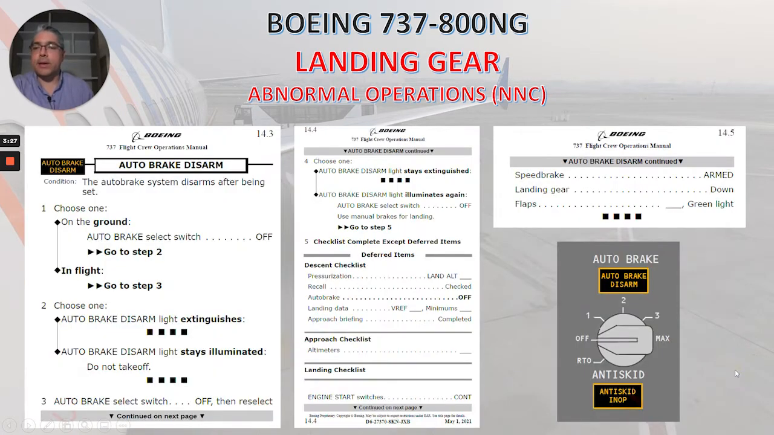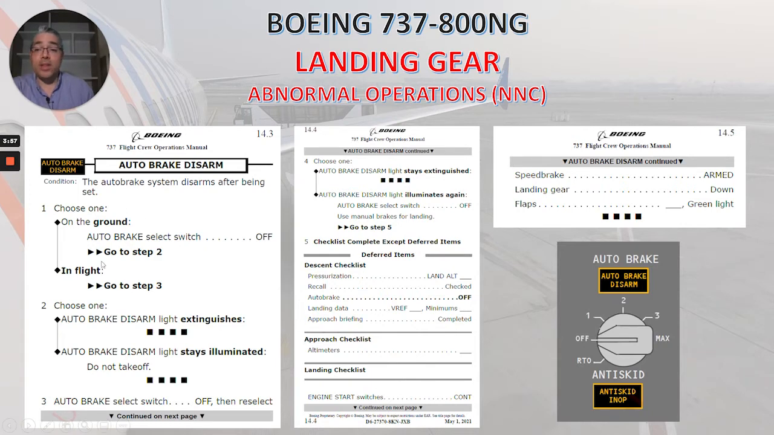Let's go to the next one, and it's auto brake disarm, which you can see the light here. Condition, the auto brake system disarms after being set. Choose one. On the ground, auto brake select switch off, and then we'll go to step 2. Choose one. Auto brake disarm light extinguishes. That's the end of the checklist. Auto brake disarm light stays illuminated. Do not take off, and that's the end of the checklist.